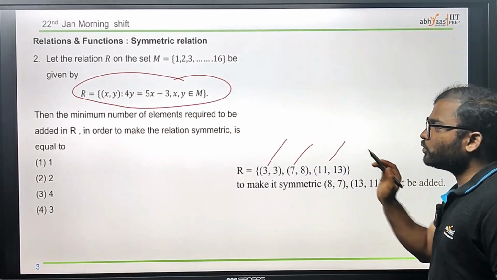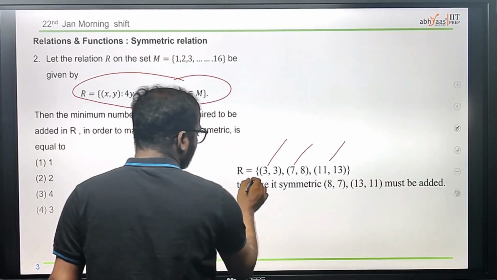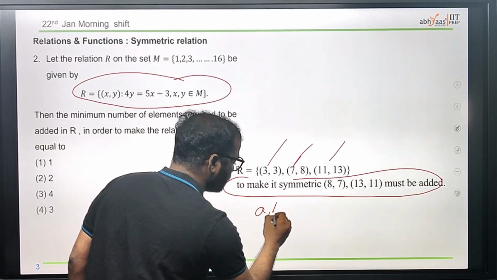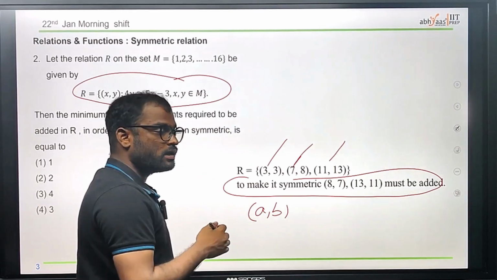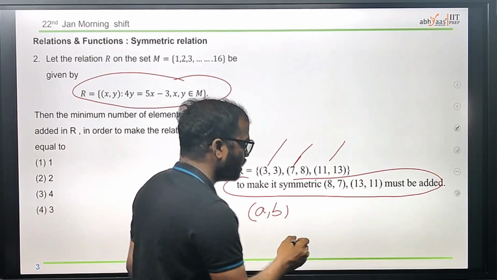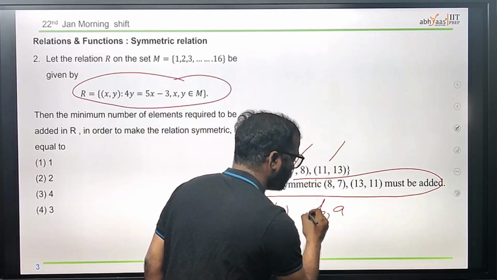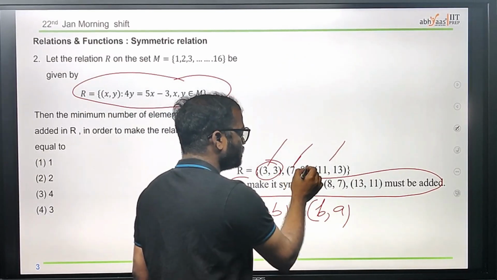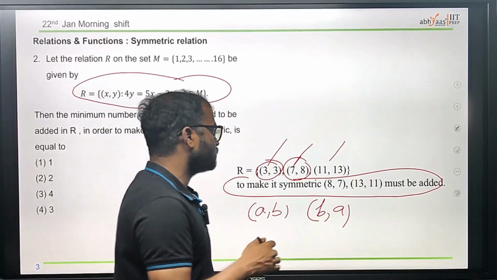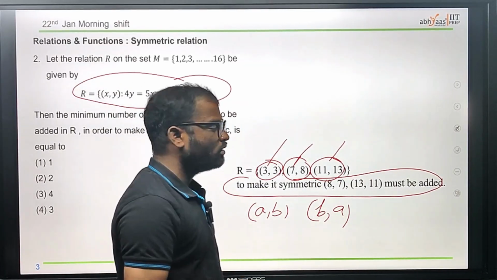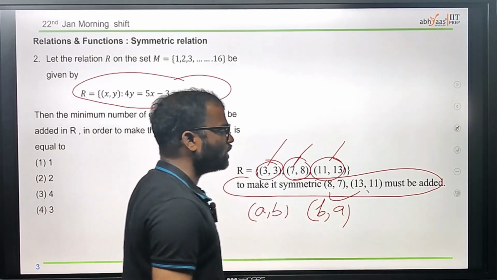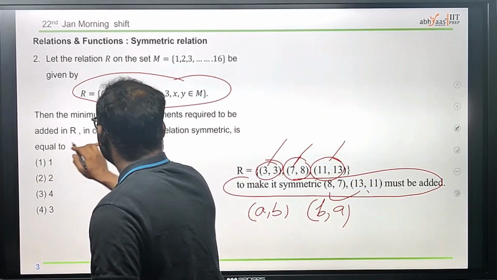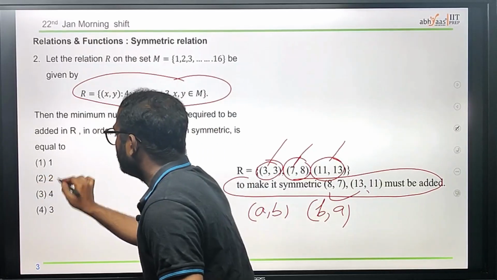Now we have to make this set symmetric. We know that if a comma b is there, then in order to be symmetric it has to have b comma a. Similarly we have 3 comma 3 as well, but 7 comma 8 can be written as 8 comma 7, and 13 comma 11. Therefore we need only two elements to be added in order to make it symmetric. Therefore what is the answer? In order to make the relation symmetric, we need 2.